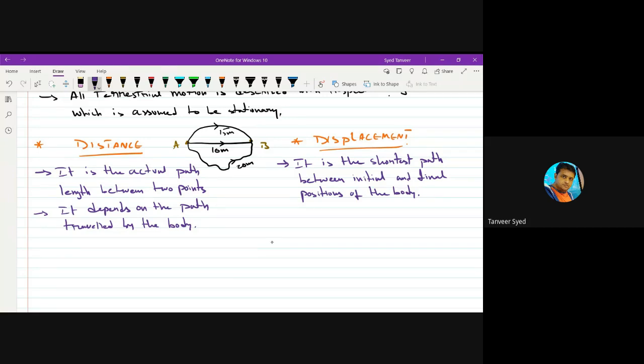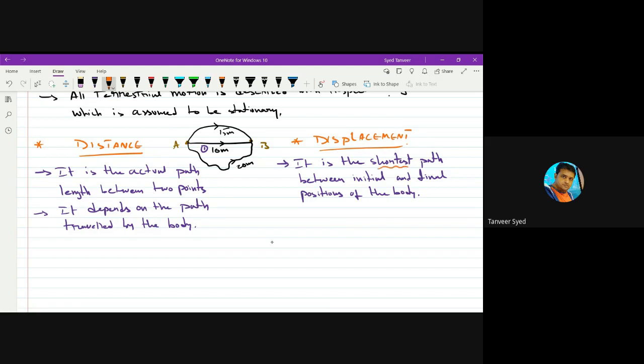Again, coming to the same example, a body starts from A and goes to B. Let us say it goes along path 1. And what is the distance? 10 meter. What is the displacement? Shortest path.